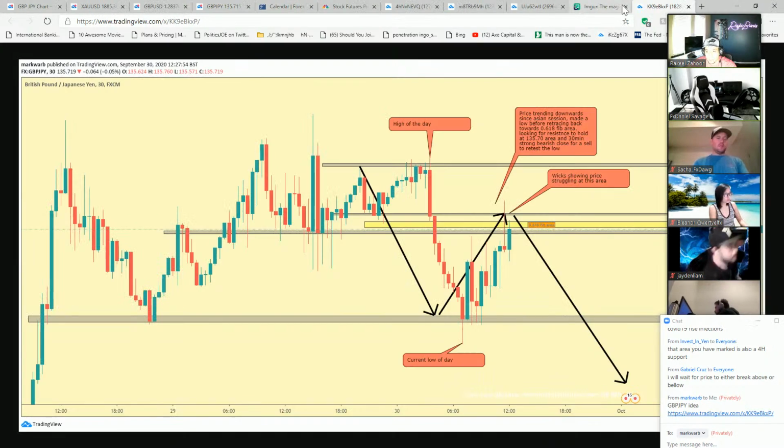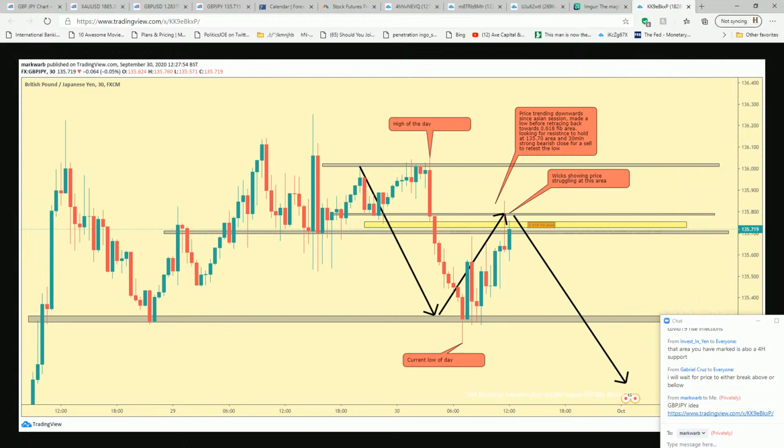All right, let's take a look at this chart here. Okay, high of the day over here. Wicks showing price struggling in this area. This is perfect. This is also a 61.8 fib area for sells. Price trending downwards since Asian session. Made a low, back coming at this area, looking for resistance to hold. Strong bearish close for the sell of the retest of the low.